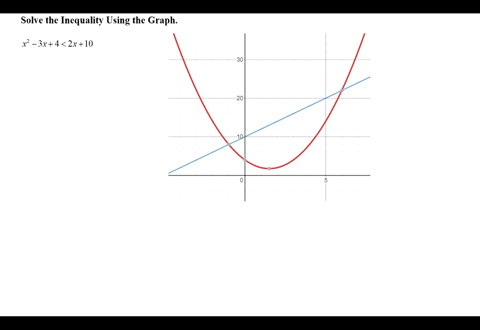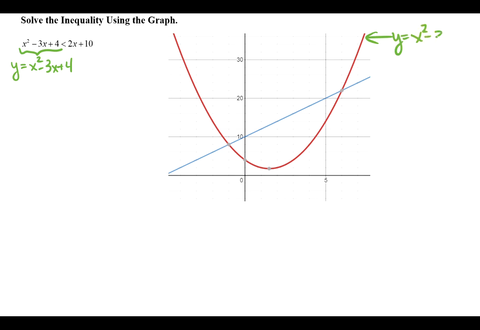Here's another quadratic example. We have x squared minus 3x plus 4 is less than 2x plus 10. So here, instead of comparing the quadratic to a horizontal line, we're comparing it to a diagonal line. So we have the equation x squared minus 3x plus 4 that we're going to graph, y equals x squared minus 3x plus 4. And that is the parabola that you see here in red.